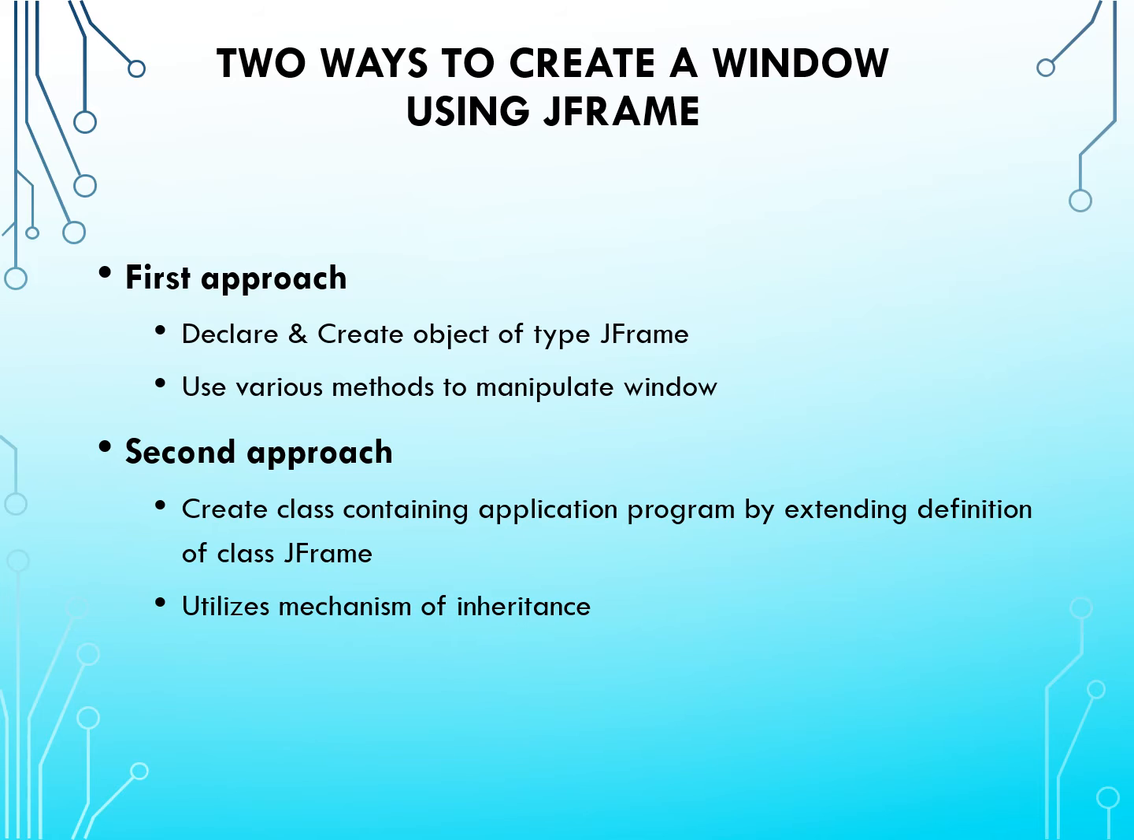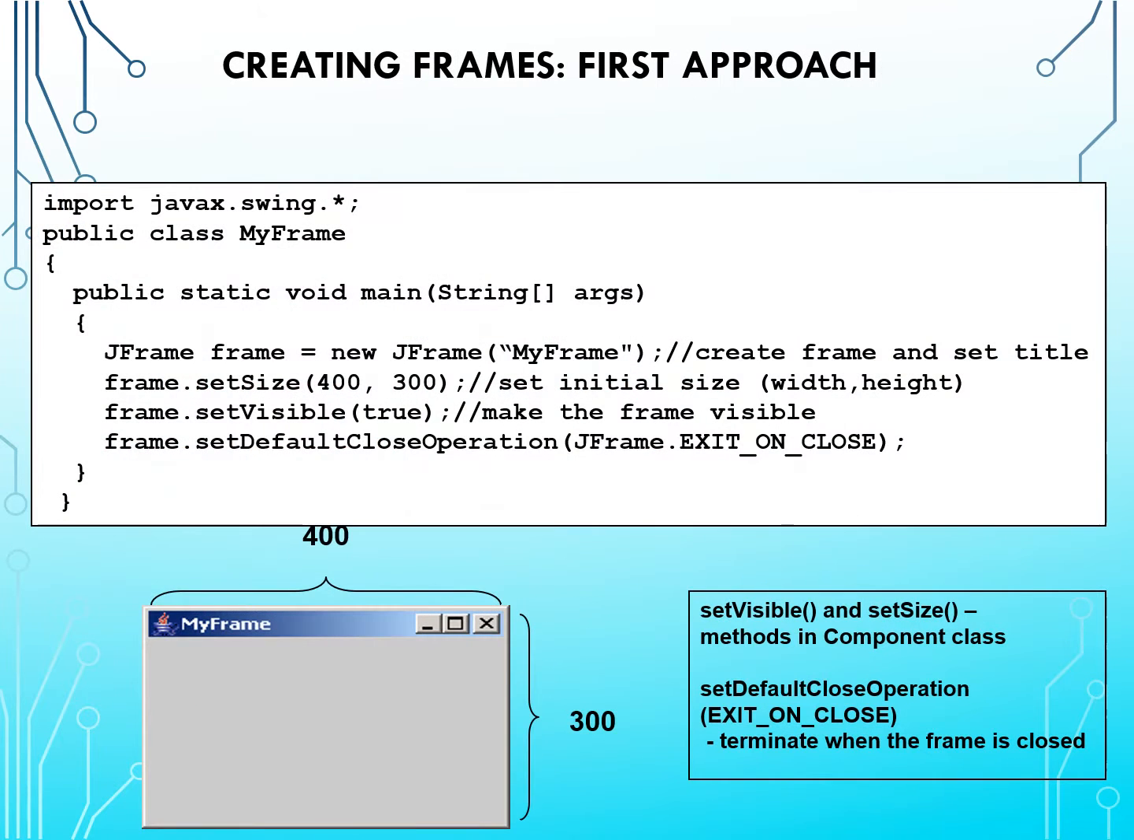Right, so there are several ways to create windows. The first is to declare and create. The second is to create a class containing the application by extending the definition of the JFrame. So let's have a look. The first approach is the one where you manually code it. If you are not using NetBeans, let's say you are using JGrasp, there is no drag and drop function when you develop the GUI, so you have to manually code it. You have to type all this by yourself.